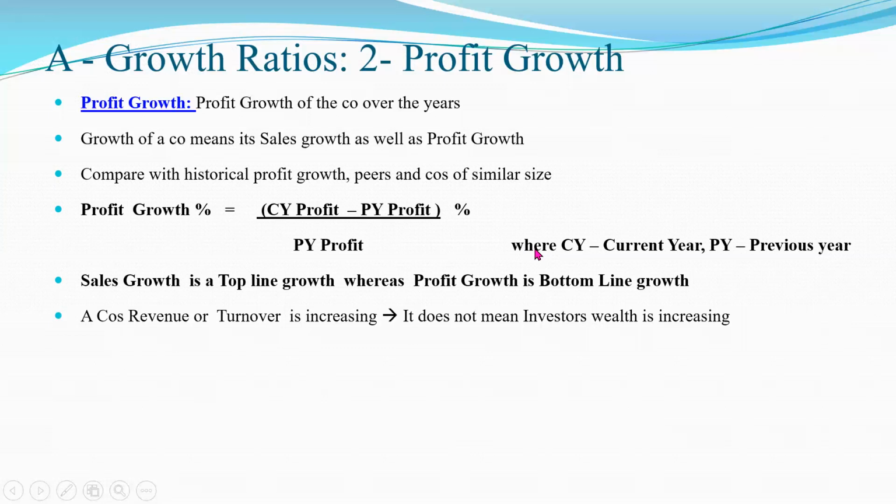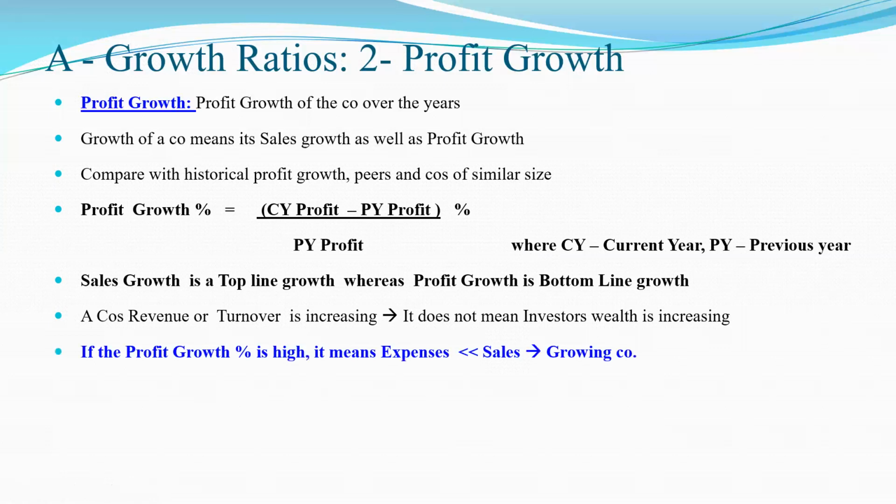If the company's revenue is increasing, that means turnover is increasing. It does not mean that the company profits will increase. Currently, we are seeing FMCG company margins are not so up because the expenses are going up. If the profit growth is high, it means the company is doing well. It is able to control the expenses, and expenses are much lesser than the sales. It is a growing company.